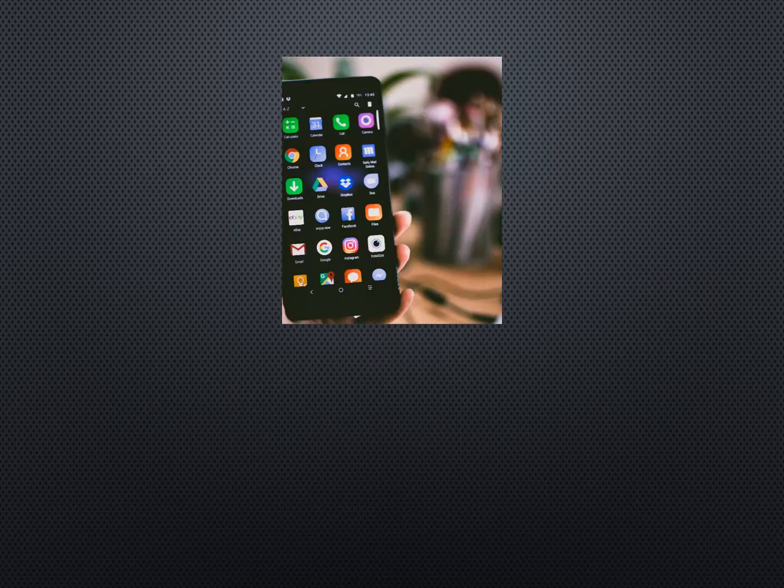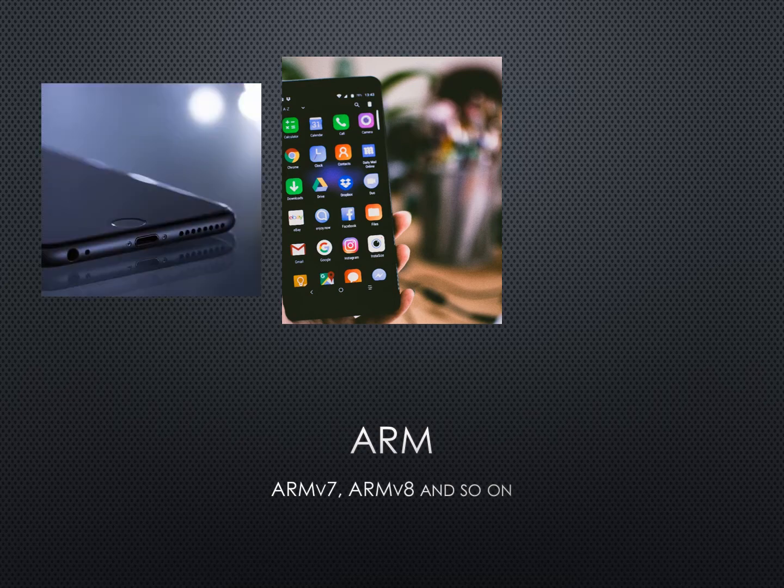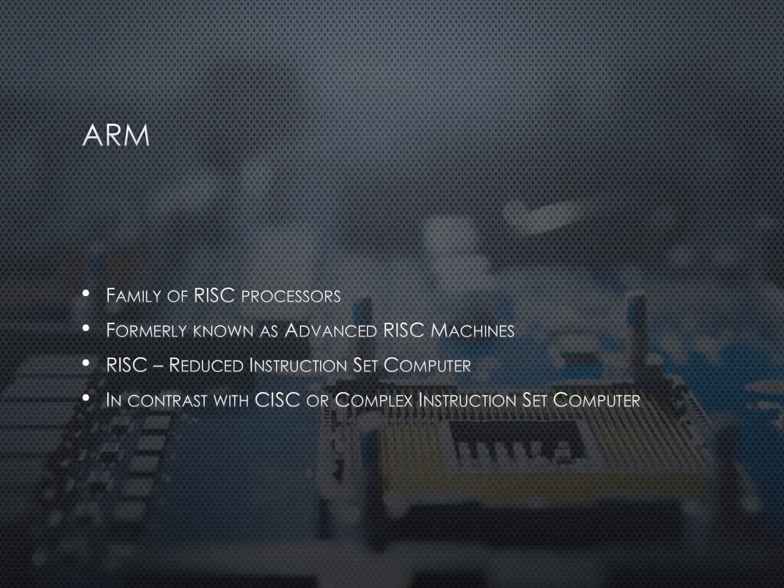Today most Android phones run on ARM processors which are based on ARM v7, ARM v8 architectures and so on. And not just Android, but Apple also uses ARM in iPhones and also in their M1 laptops. So what is ARM? ARM is a family of RISC processors. In fact, ARM was formerly known as Advanced RISC Machines.